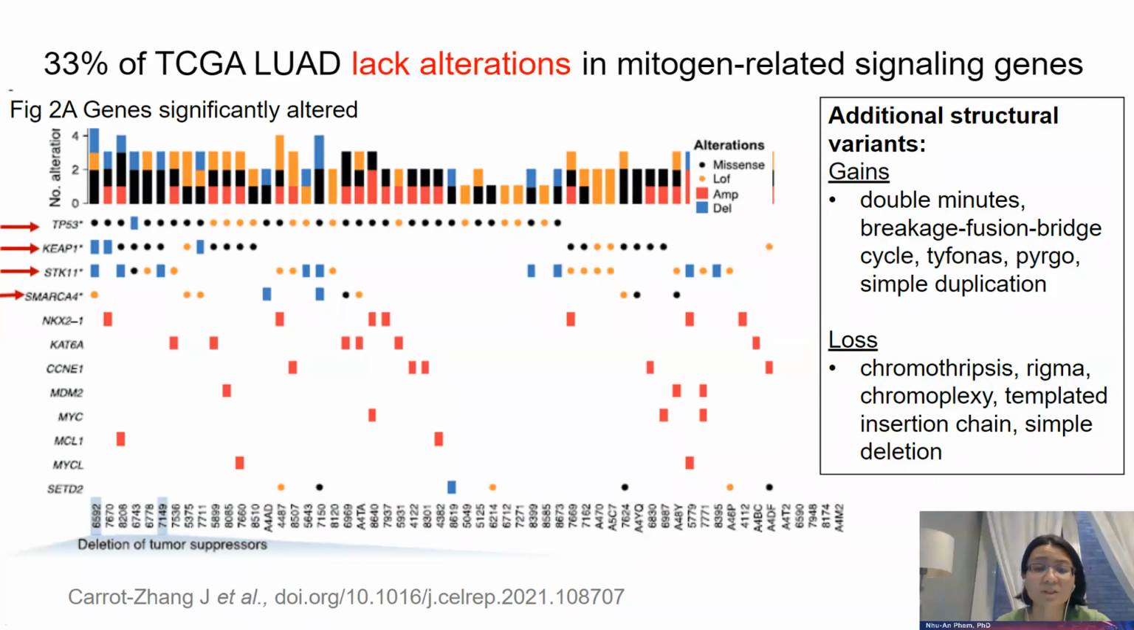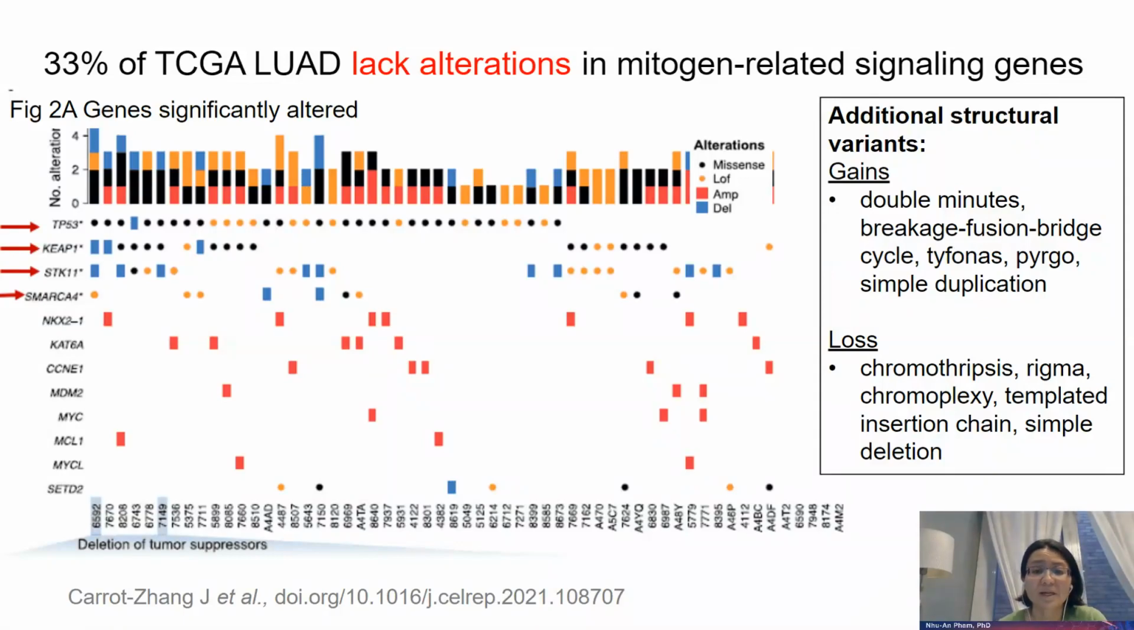The other challenge, of course, is that some of the cancers lack alterations in the mitogen-related signaling genes. Most of the targeted therapies are within this class of biology, inhibiting the mitogen-related signaling genes.